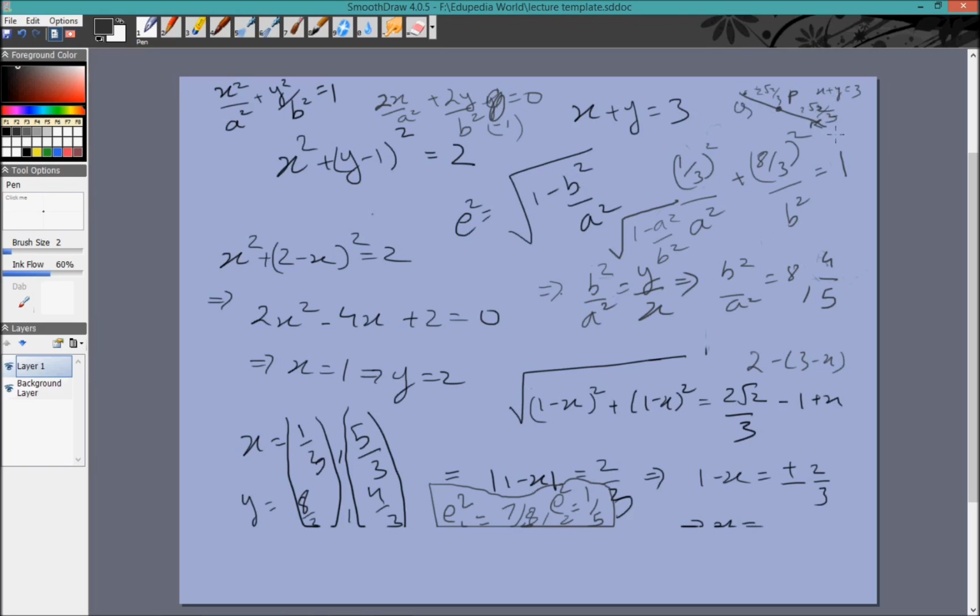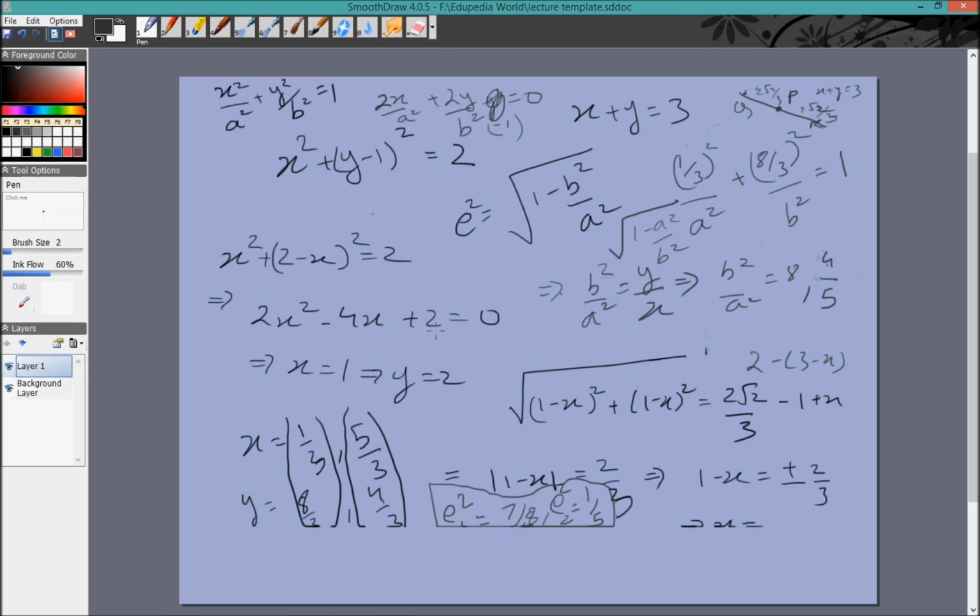So we took a parametric point to be x comma 3 minus x, and we took the distance to be 2 root 2 by 3. That gave us 2 values of x, which gave us 2 values of y. So these are our 4 points, right? This point lies on the first ellipse E1, this point lies on the second ellipse E2. Then our job was to find the eccentricities of the ellipse, which we found out using this formula, which we got as 7 by 8 and 1 by 5, right? E1 square is 7 by 8 and E2 square is 1 by 5.